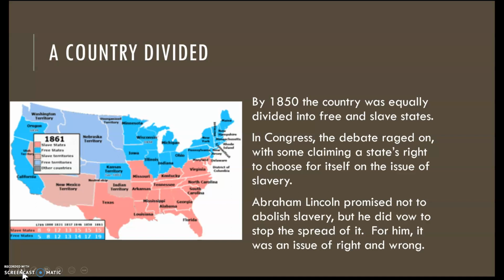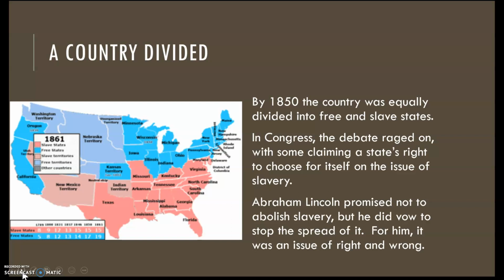So Abraham Lincoln, who was a congressman at the time, promised that he wouldn't abolish slavery, but he did vow to stop the spread of it. So he wasn't going to make it so you had to free all your slaves, but he wanted to make all the new states coming in free states to stop the spread of slavery.